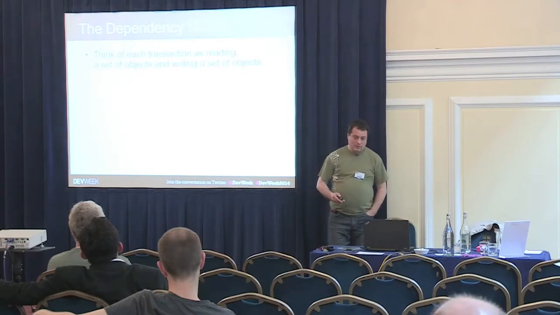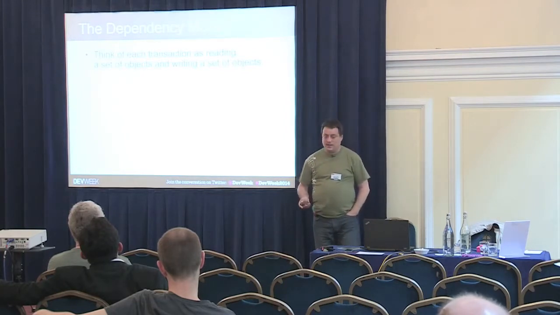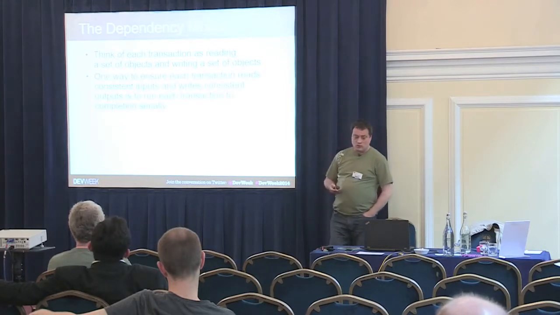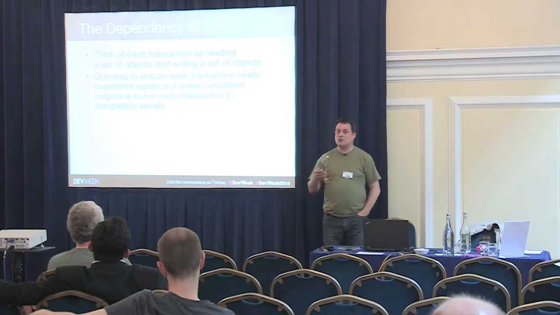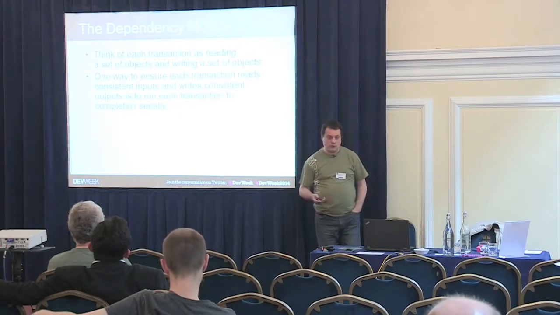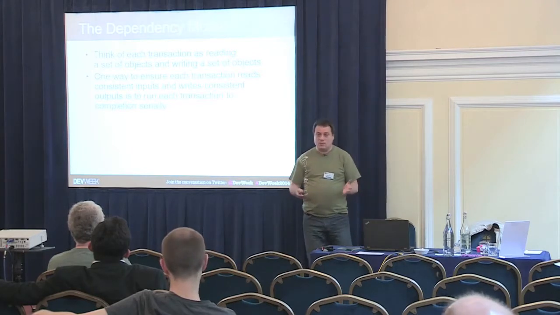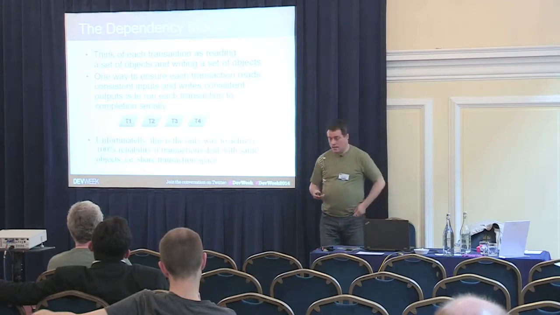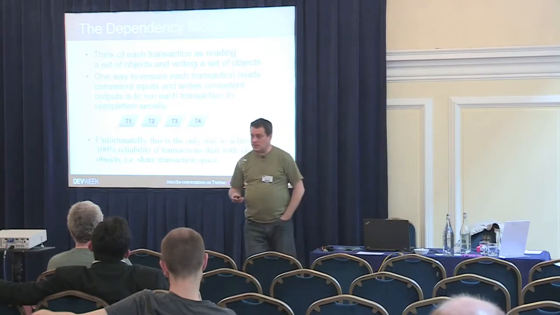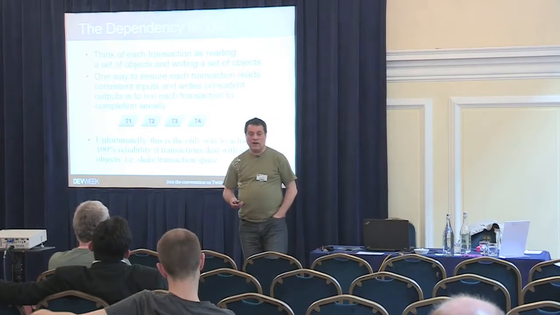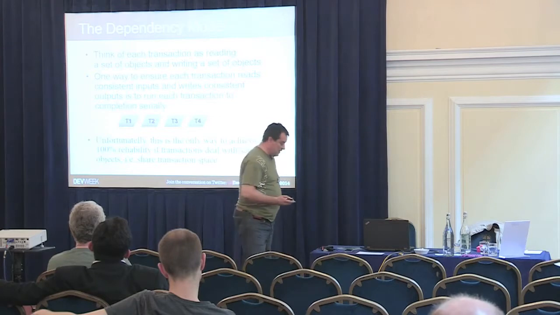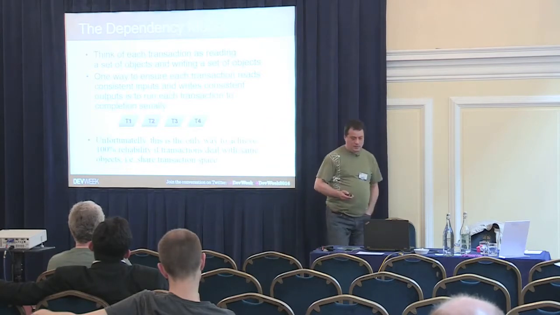Now, the dependency model, what does it mean? Each transaction is reading a set of objects and writing a set of objects. And one way to ensure that each transaction reads consistent input and writes consistent output is to run each transaction completely serially. First one, then second, then third, then fourth, etc. It turns out that, unfortunately, this is kind of the only way to achieve 100% consistency, no bad dependency at all: to run transactions serially.